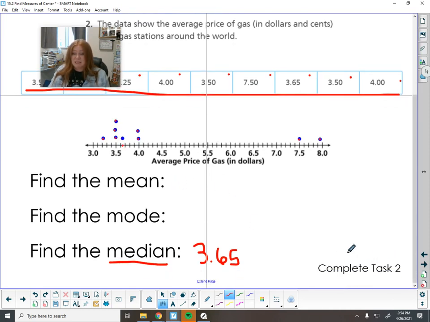So go ahead and complete task 2. And then I know that's all your tasks for today, but I want to go over a few other problems just to get us thinking about these here.